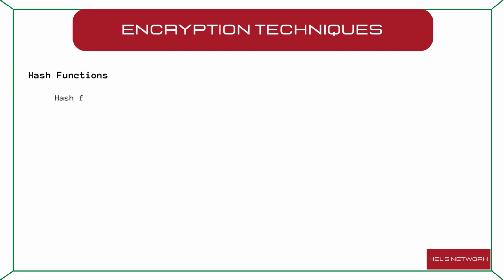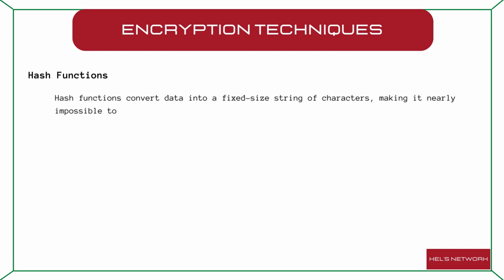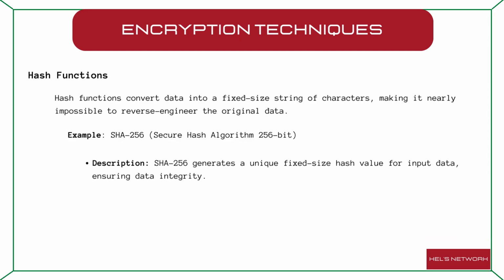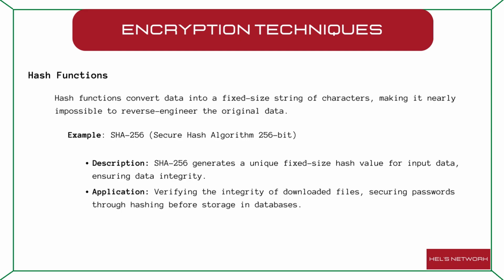Hash functions convert data into a fixed-size string of characters, making it nearly impossible to reverse engineer the original data. Example, the Secure Hash Algorithm 256-bit, SHA-256, generates a unique fixed-size hash value for input data, ensuring data integrity. It verifies the integrity of downloaded files and secures passwords through hashing before storage in databases.